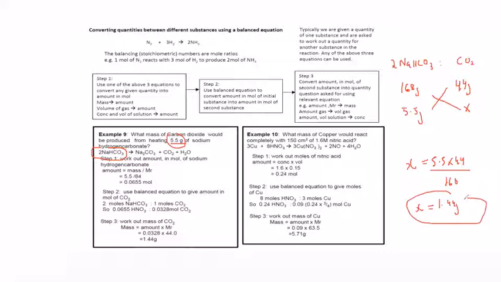Is it clear? So mass was given and mass is required, so that's why I took the mass ratio. Is it clear? Any doubt in this example?